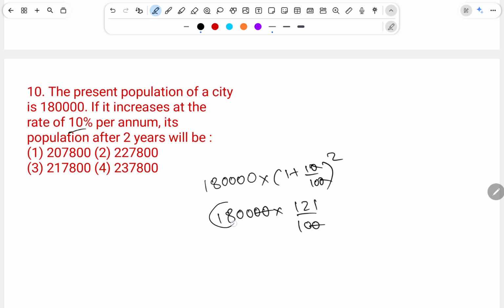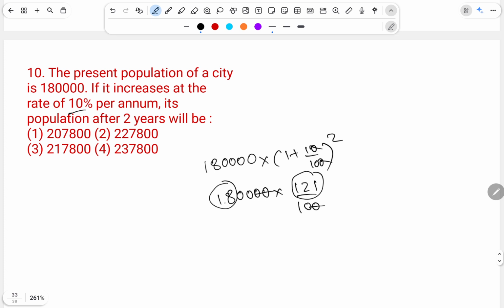Now sum of the digits is 9. 9 into some number gives digit sum 9. What is this digit sum? See this, 1 plus 8 is 9. 1 to 1 is 4. Now 9 into 4 is 36. 36 is 3 plus 6, 9. Among the options, the one having 9 as the digit sum should be our answer.